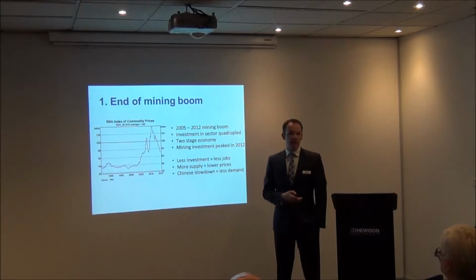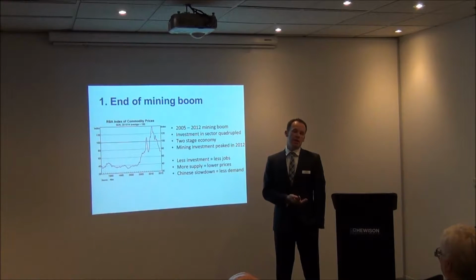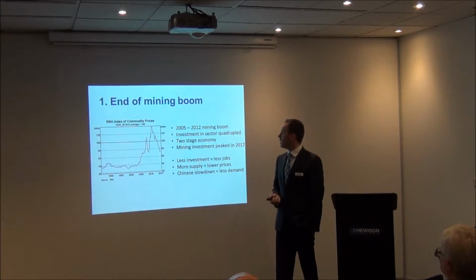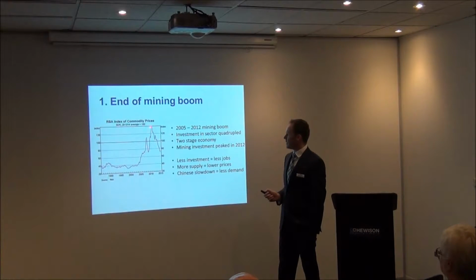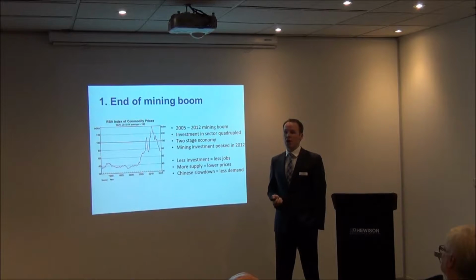Then what we see at the end of the investment boom is we've reached peak production. So the economic factors of supply and demand kick in. When there's more supply and less demand, prices fall. What we saw over the last few years is commodity prices coming off substantially. That's a representation of all commodity prices, but we've seen it particularly with iron ore because that affects BHP, one of our largest companies.